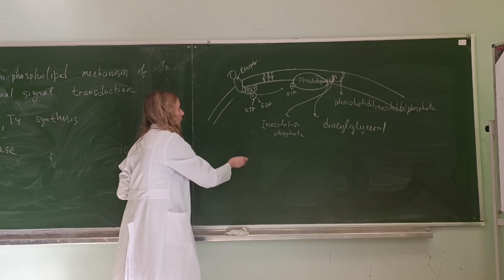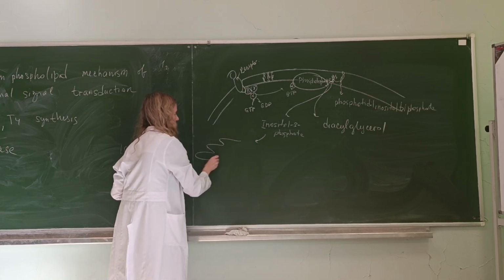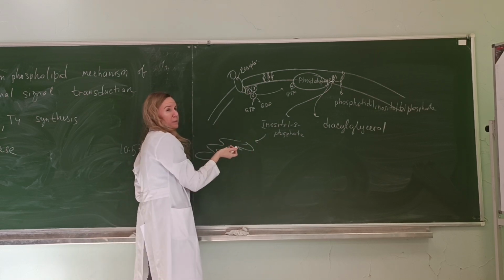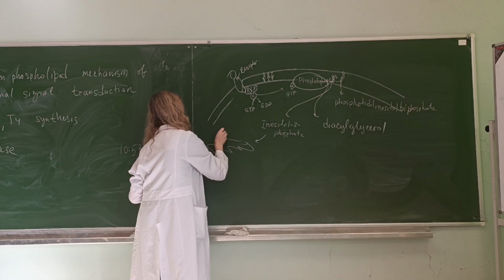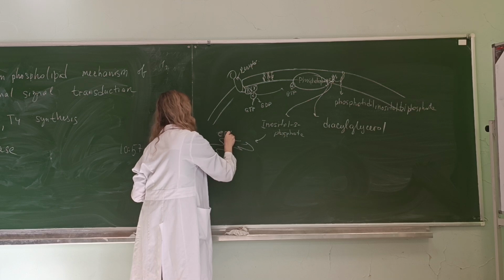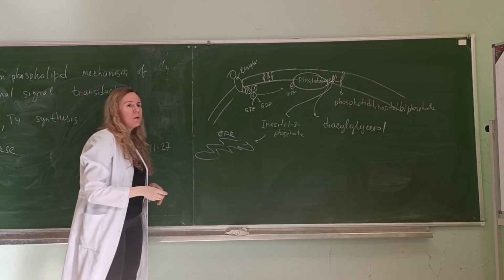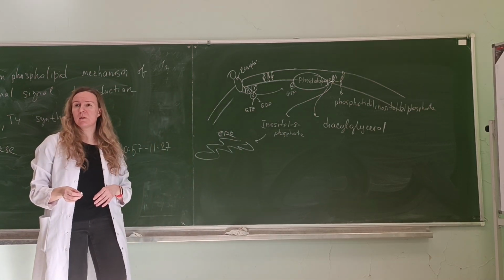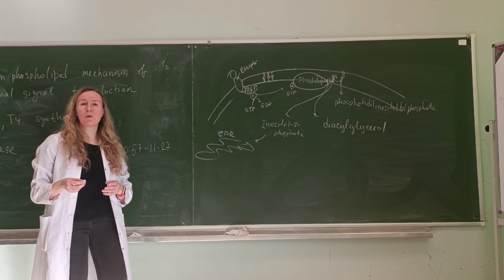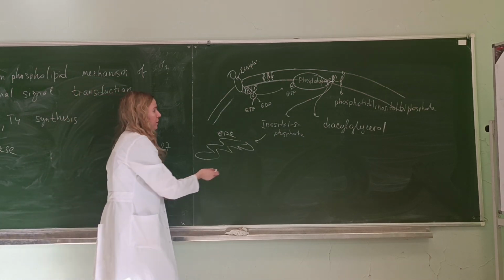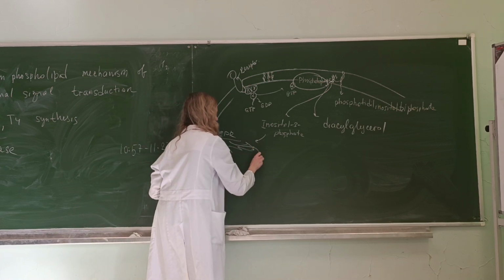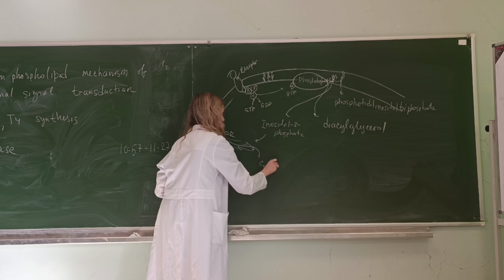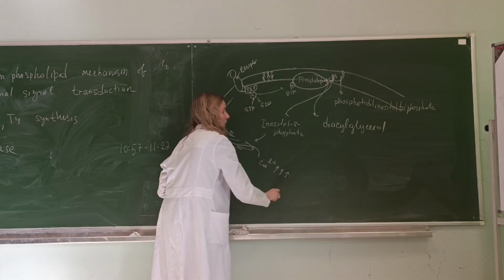Inositol 3-phosphate will connect with the endoplasmic reticulum. And we know that the endoplasmic reticulum is an intracellular store of calcium. So inositol 3-phosphate will activate the calcium channel and the calcium level increases in the cell.